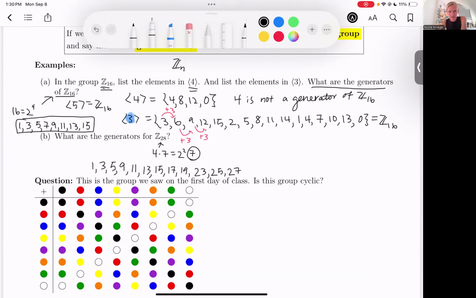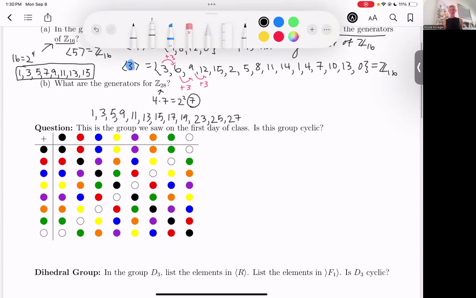Okay. So let's look at some groups that are not Zn and just kind of get a feel of how cyclic groups work in those cases. So this is our fun group. This is that group of colors that we saw on the first day of class. This is the Cayley table for that group, and I want to know if this group is cyclic. So I want to know if there's one color that will generate all of the other colors by this color mixing that we have here.